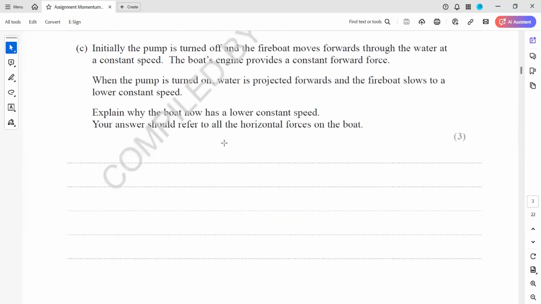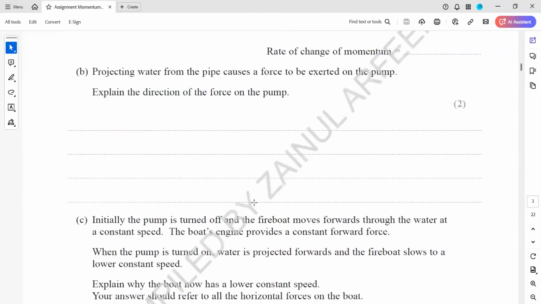In part C, initially the pump is turned off and the fireboat moves forward through the water at a constant speed. The boat engines provide a constant forward force. When the pump is turned on, the water is projected forward and the fireboat slows to a lower constant speed. Explain why the boat now has a lower constant speed. You should refer to all the horizontal forces acting on the boat.